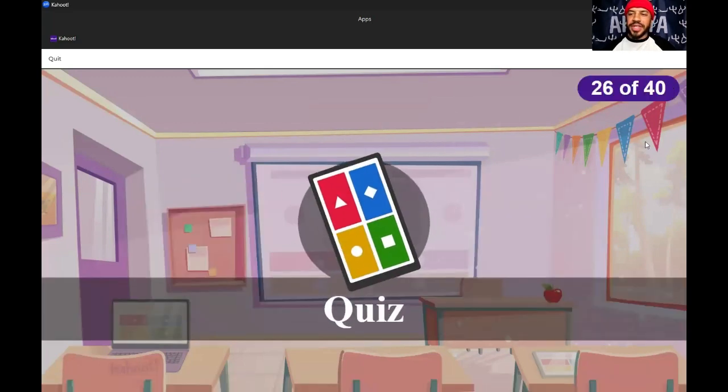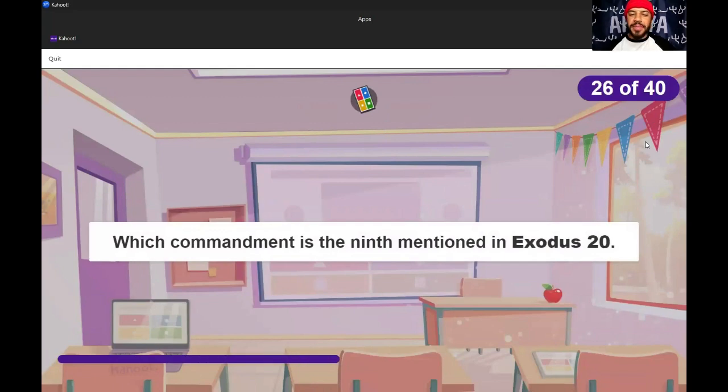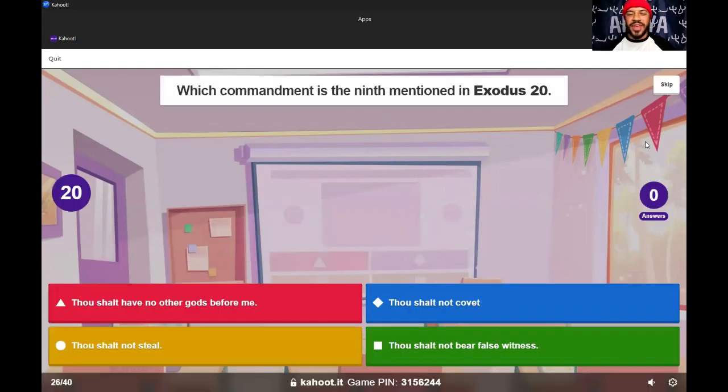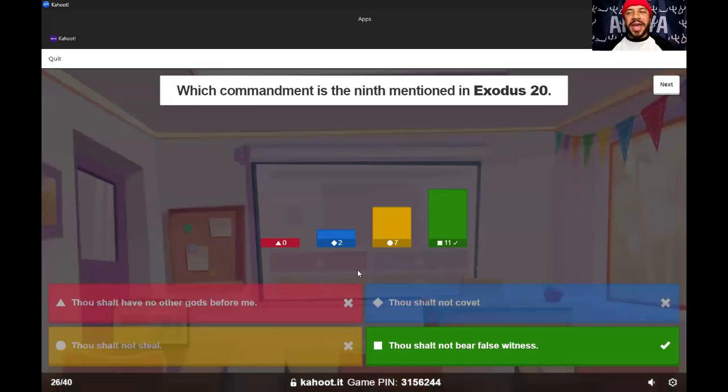Let's get it. 26. Which commandment is the 9th mentioned in Exodus 20? Y'all see where I'm going with this? I'm really, really giving it to y'all with these 10 commandments. Pick your answer. I can't say it fast enough. Pick one. Which is the 9th commandment in Exodus 20? Y'all go, I'm making sure y'all gonna be on these 10 commandments.